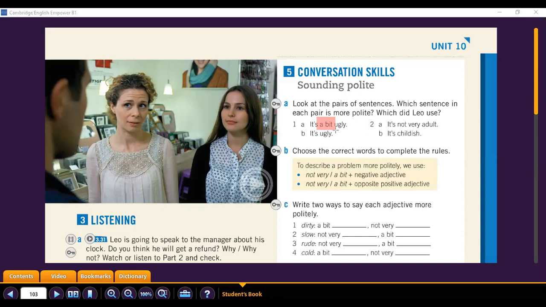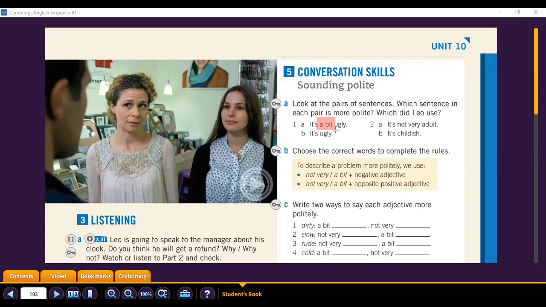¿Sí? Es un poquito feo, ¿no es cierto? Es como que ya no decimos tan cortantemente qué feo, ¿no es cierto? Esto está feo. Decimos ya, esto es un poquito feo, ¿no? Como que está un poquito feo. ¿Sí? Entonces, es una forma de suavizar un poco lo que nosotros estamos diciendo. It's a bit ugly.